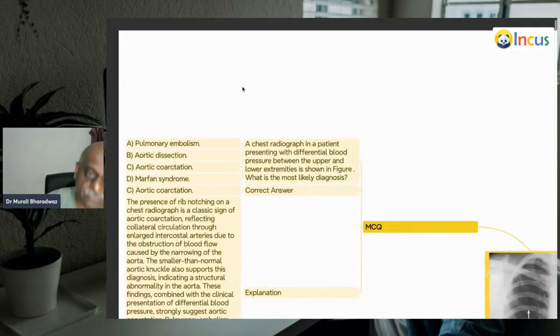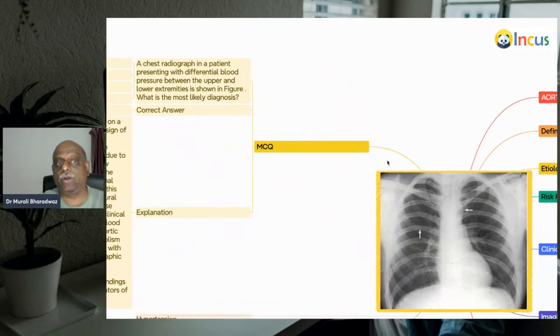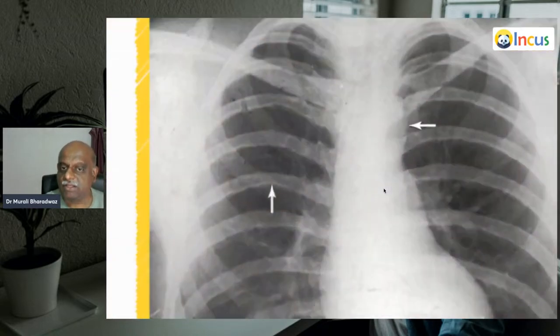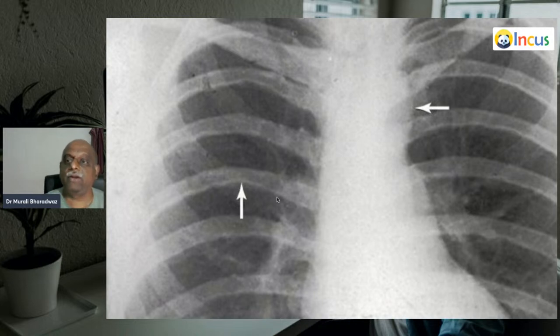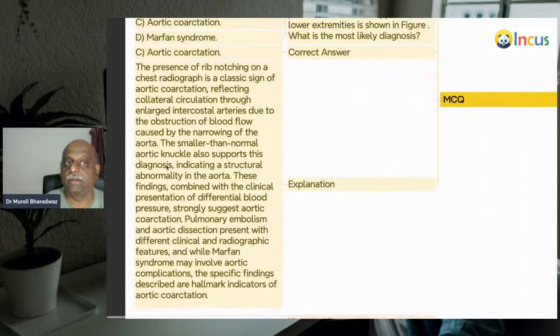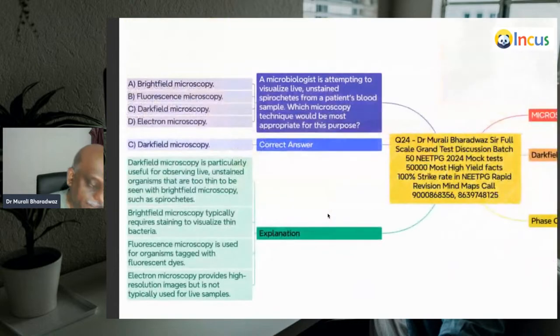A chest radiograph in a patient with differential blood pressure between the upper and lower extremities is being shown to you. So the presence, what is this called as? This is called as rib notching. Right, doctor? Rib notching. So presence of the rib notching is a classic sign of the coarctation of the aorta along with the differential blood pressure, is what you should remember. Live unstained spirochetes. So that completes our image-based MCQs, doctor.